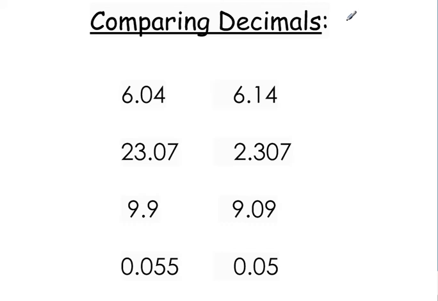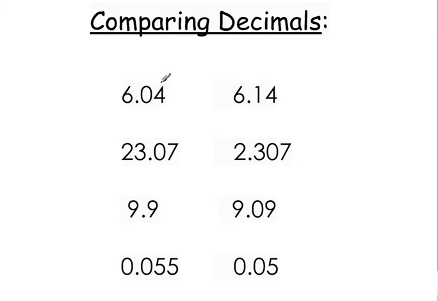Comparing decimals. When we compare decimals, we look at the digits to the left of the decimal point and compare those first. Once we've compared those and they are similar, then we move to the digits to the right of the decimal. When comparing decimal numbers, those are the digits to the right of the decimal, we make sure that we have the same number of places with both numbers we're comparing. And I'll show you that here in a few seconds.